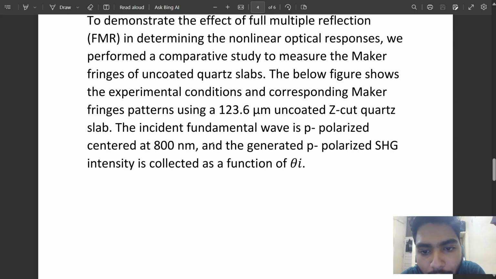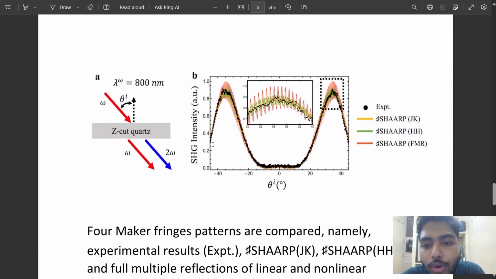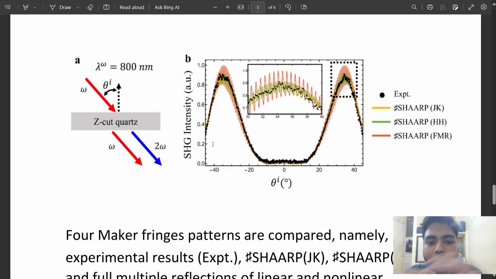So generally, what is happening in full multiple reflections? In full multiple reflections also, quartz is not a good reflecting crystal compared to many available in nature; its reflectance is very poor. So all of the four Maker fringe patterns, what are the four Maker fringe patterns? One is defined from the experiment. We did an experiment by passing a wave of 800 nanometer through a Z-cut quartz, and we compared its SHG responses with the incident angle of the fundamental wave. So that is the experiment.